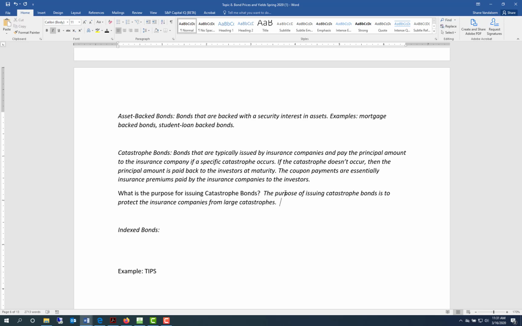If that hurricane hits and they have a lot of big payouts to make, then the proceeds from these bonds would go to the insurance company, and so they can make those payments to their customers. If the catastrophe doesn't happen, then the bondholders receive the principal payment, and they receive the coupon payment made by the insurance company. As I mentioned before, this is like an insurance premium being paid.